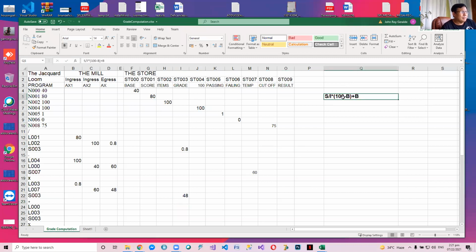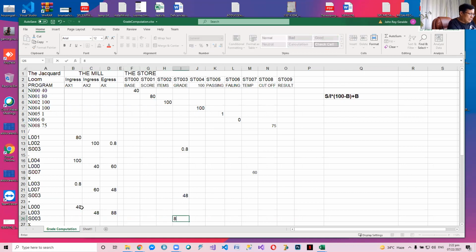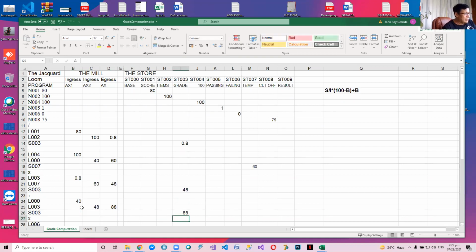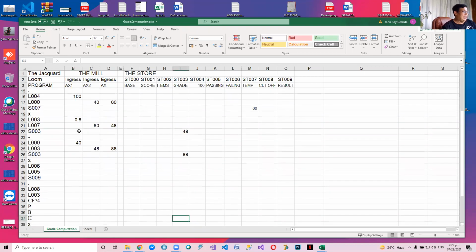Right? We have multiplied with 100 minus B. We will now have a plus B. So plus, the base is in 00, which is 40. Okay. 003, which is 48. Okay. So the plus is 88. S003, which is 88. So the numeric grade is 88. Do you follow? Now we will determine if this is passing or failing.